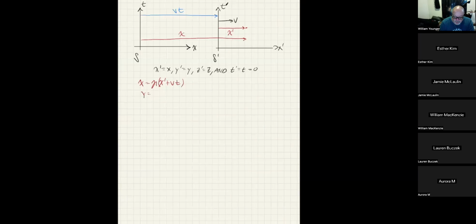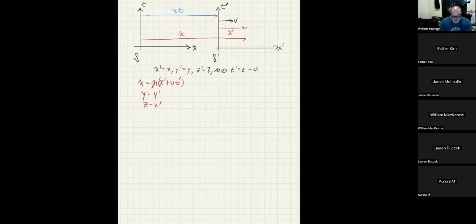And by the way, in Galilean relativity, there's no difference between t and t prime. So I wouldn't have a prime on that t, but in special relativity, you have to. So y turns out to be equal to y prime because that motion is perpendicular to the velocity of the plane of the coordinate system. So it's unaffected. Same thing with z. z is equal to z prime.